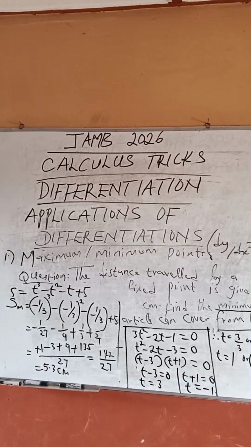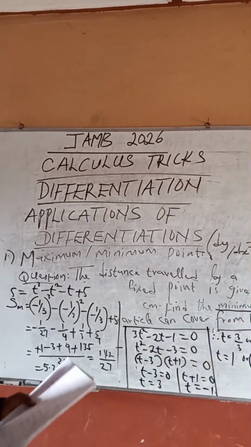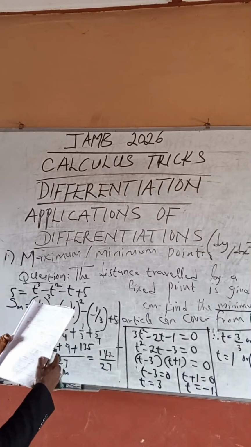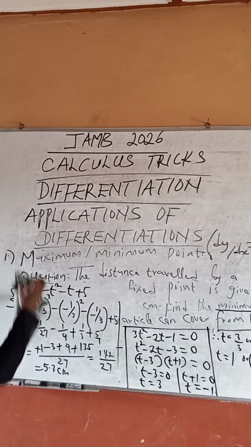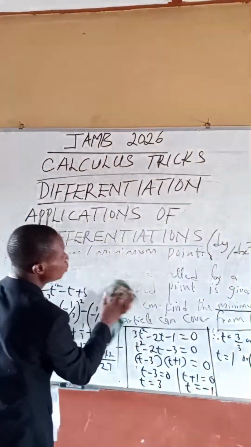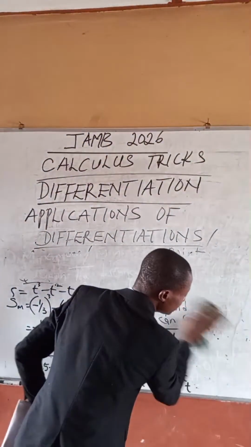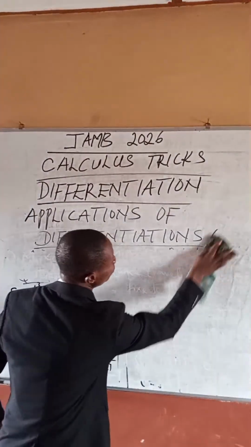So this is how to apply calculus in maximum and minimum points. Then let's look at the second one, which is gradient or slope. Number 2 is gradient or slope. So let's finish this and go to gradient or slope. Don't forget, it's still the same thing. Gradient or slope.